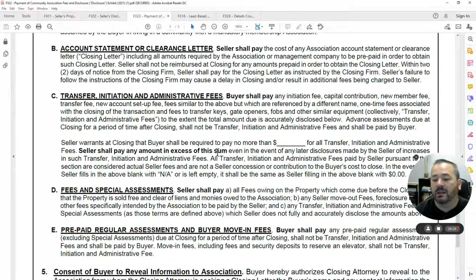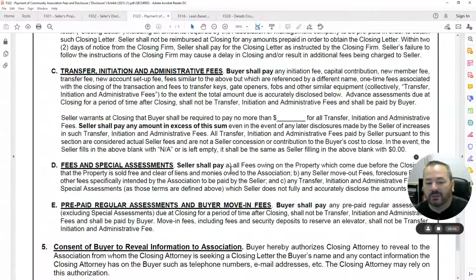But let's say that we call the HOA, and the HOA says, yeah, we've got an initiation fee, it's $500. Okay, and we come in here and we put in here that the seller warrants a closing buyer shall be required to pay no more than $500 for all transfer, initiation, and administrative fees. Well, we misheard them, and they actually said it was $1,500.